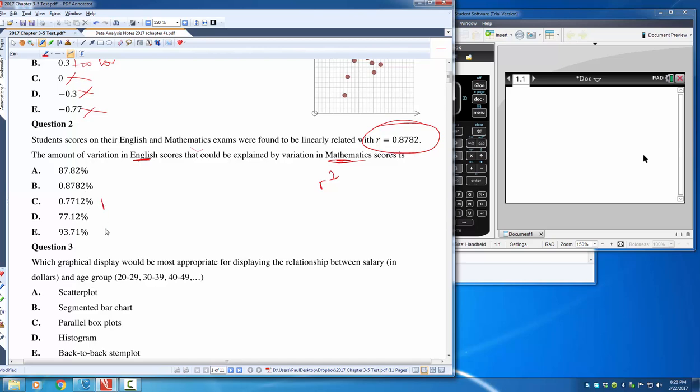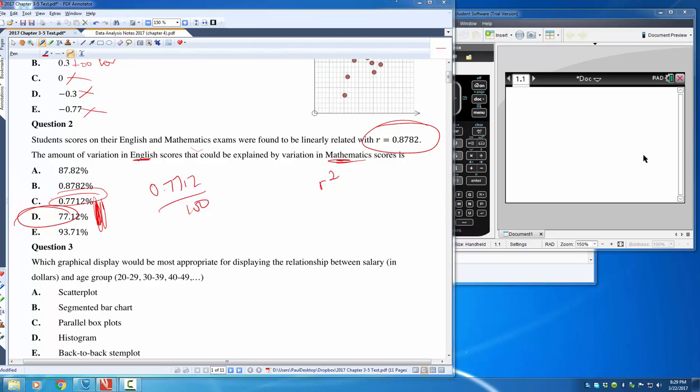So these are the only two that could be correct. This one is it converted to a percentage. This one here, whilst you might think it might be correct, is actually 0.7712 divided by 100, because it's a percentage, which is just far too small.